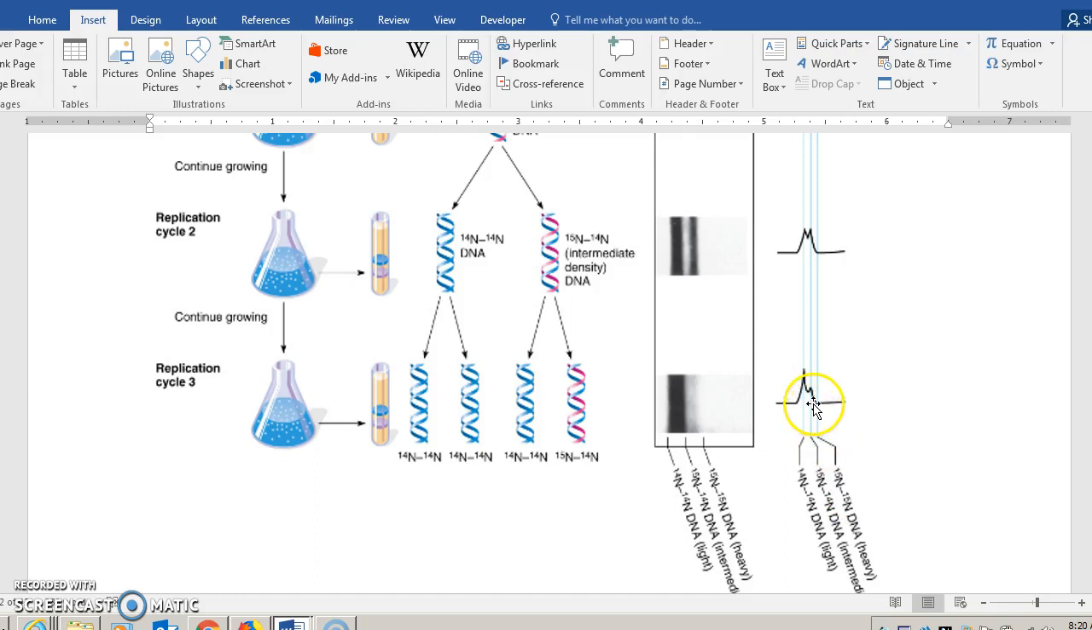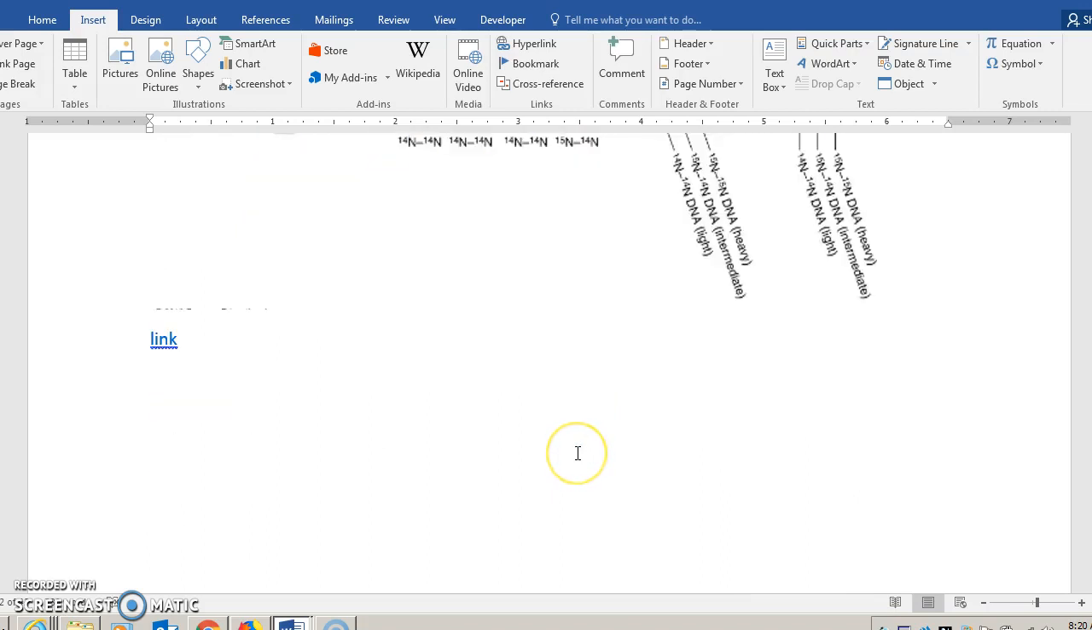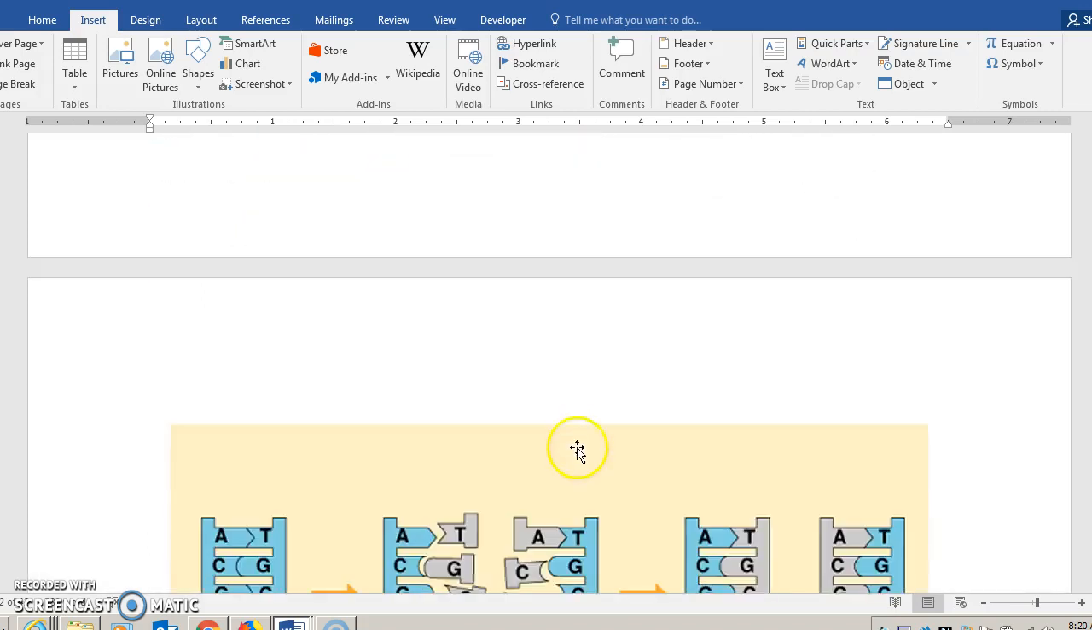And the peak for the nitrogen-15, nitrogen-14 pretty much stays the same. It would not increase in amount. So that helped to show the process of how DNA is replicated.